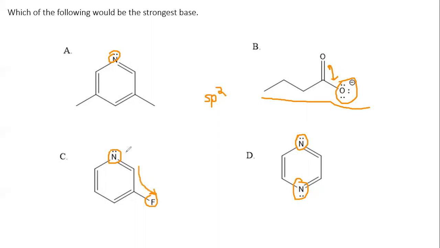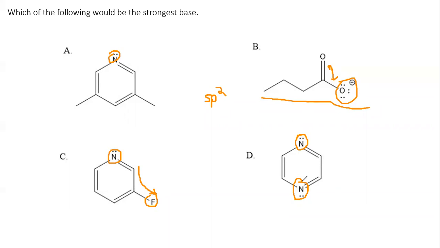So what's happening is it's removing electron density from the nitrogen, making it less negative. So if you make something less negative, it's not going to be as attractive to a passing proton. So electron withdrawing groups actually minimize the effect of the nitrogen. So then we're left with A and D.